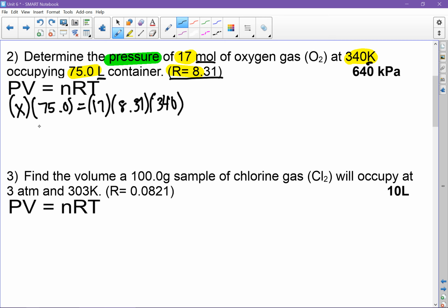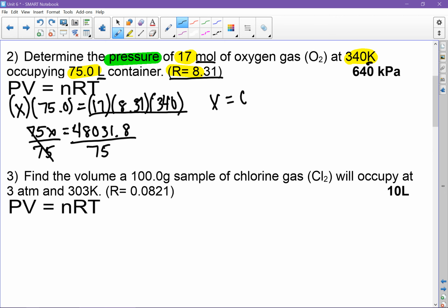Then you just have to use your calculator. 75x equals, put those 3 into your calculator. Solve by dividing. This cancels. X equals 640.424. And then of course you have to check sig figs.